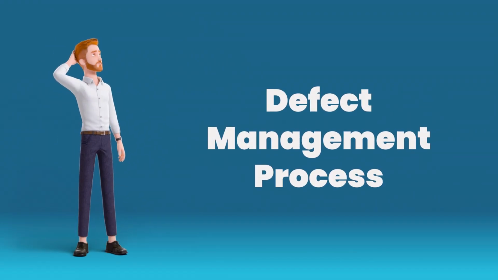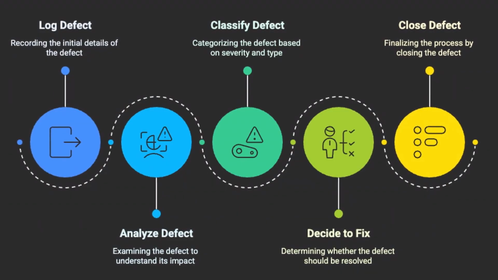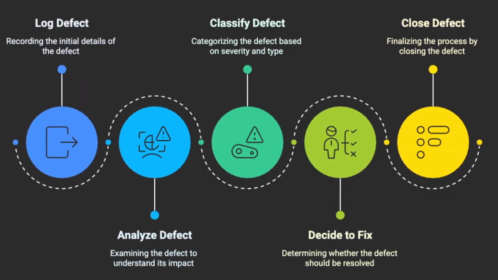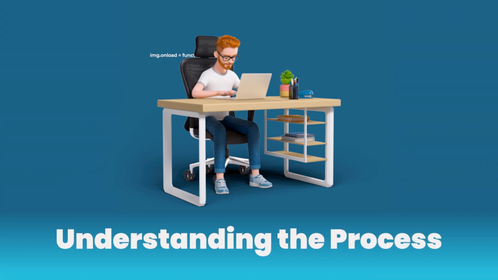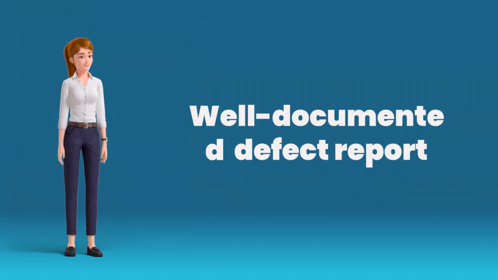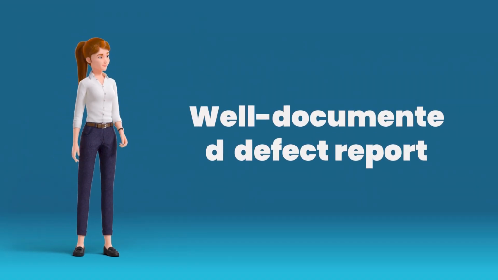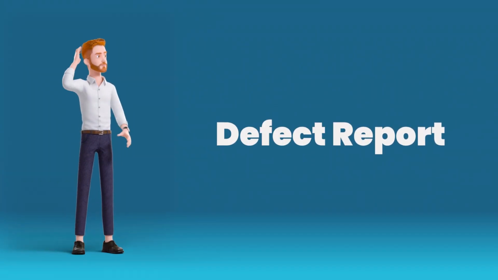What does the defect management process look like? It typically involves logging the defect, analyzing it, classifying it, deciding whether to fix it, and then eventually closing it. So it's not just about fixing bugs, but managing the entire process. Exactly. A well-documented defect report helps developers understand and fix the issue efficiently. What should a good defect report include?